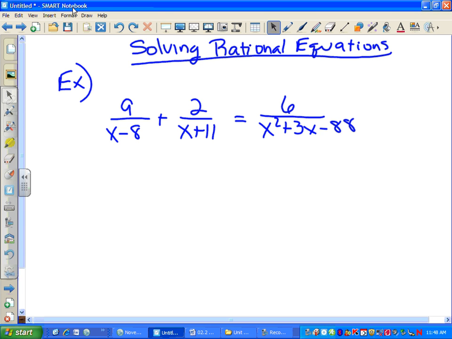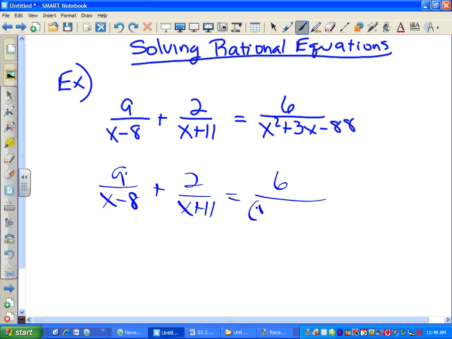Okay. So just like on simplifying, you want to start with factoring each one. Obviously, this doesn't factor. This doesn't factor. The second term won't factor, but this last term that it equals over here is going to factor to what? What multiplies to be negative 88 that adds to be 3? Anybody? Luckily, it's x minus 8 and x plus 11, and that is very helpful.